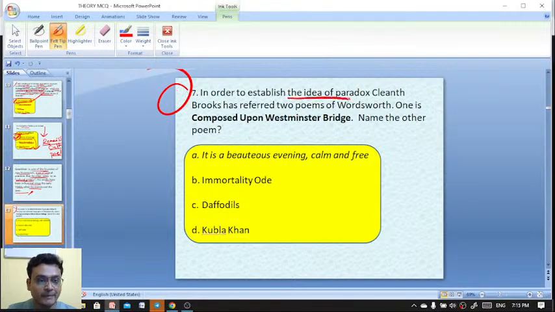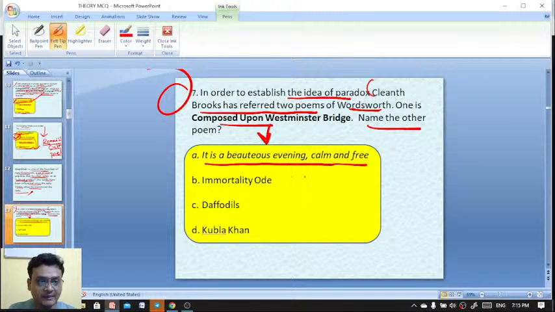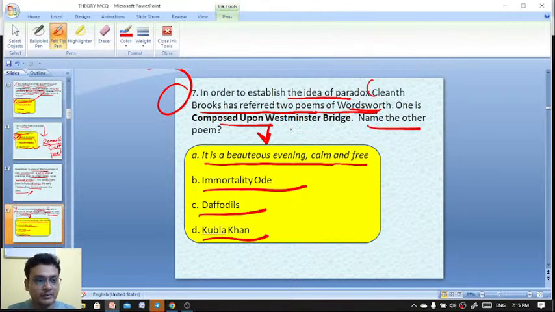In order to establish the idea of paradox, Cleanth Brooks has referred to two poems of Wordsworth. One is Composed upon Westminster Bridge. Name the other poem. It is a Beauteous Evening, Calm and Free, Immortality Ode, Daffodils, Kubla Khan. To establish his idea of paradox, he has referred to two poems of Wordsworth. One is Composed upon Westminster Bridge. What is the other poem by Wordsworth that he has referred to when he was trying to establish the idea of paradox? So daffodils, Kubla Khan, immortality, or It is a Beauteous Evening.